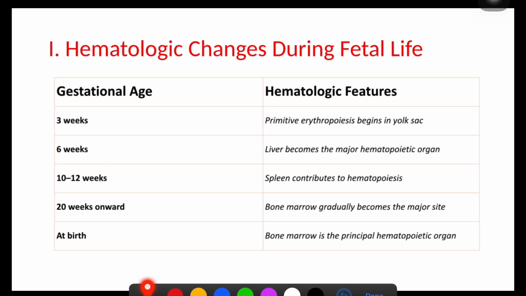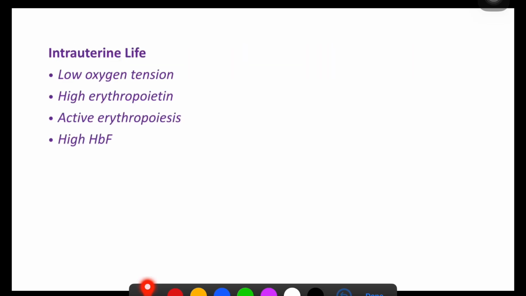So, let's see first the hematologic changes during fetal life. At 3 weeks of gestational age, primitive erythropoiesis begins in the yolk sac. At 6 weeks, the liver becomes the major hematopoietic organ. At 10 to 12 weeks, the spleen contributes to hematopoiesis, and from 20 weeks onward, bone marrow gradually becomes the major site, and at or after birth, bone marrow is the principal hematopoietic organ.